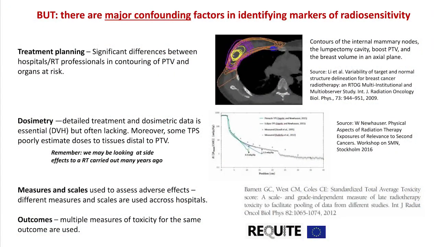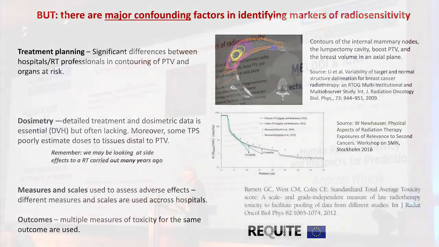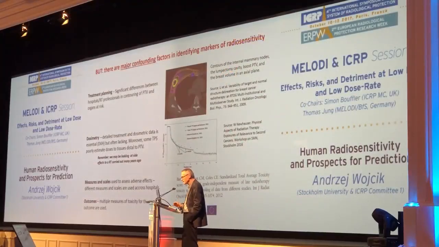But there are major confounders that we have not overcome. Some of them are well known, and some of them, I think, are less well known. One confounder that I usually don't find people take account of is the difference in contouring or delineation of organs at risk, or generally of the target that is supposed to be irradiated.